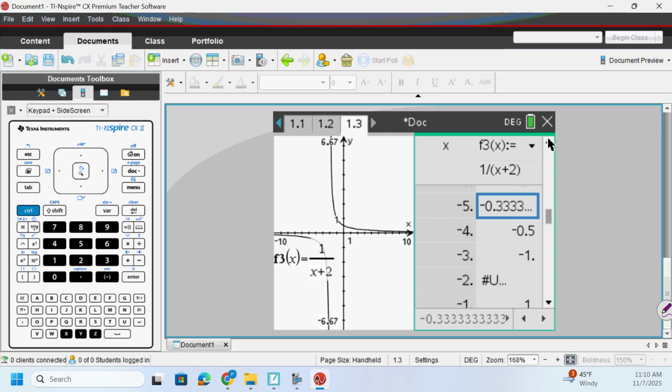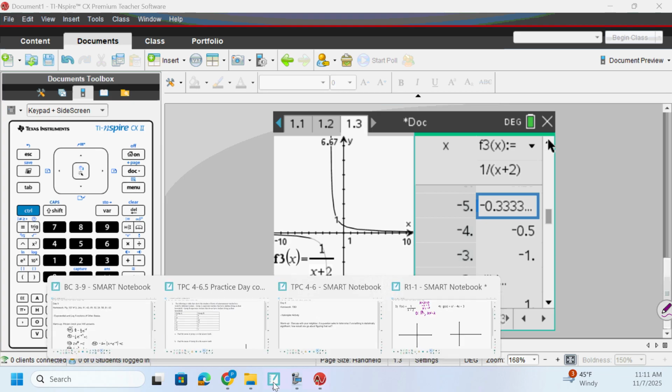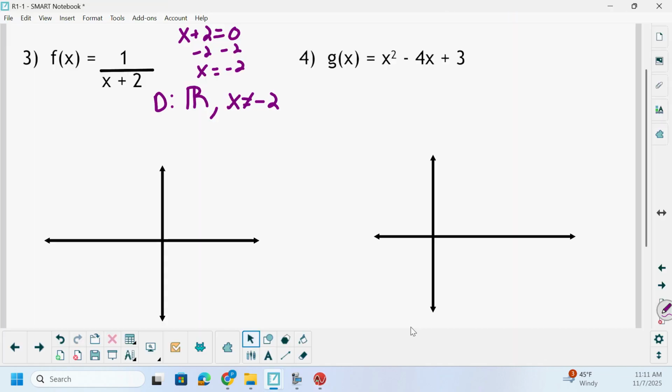A couple to the left we could do are negative 5, negative 0.3, negative 4, negative 0.5, and negative 3, negative 1. So I'm going to go ahead and plot those ones first. So negative 5, negative 0.3 is like a third, negative 4, negative a half, and then we've got the negative 3, negative 1.